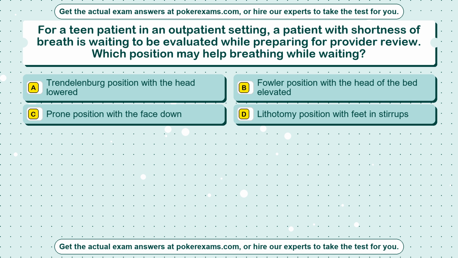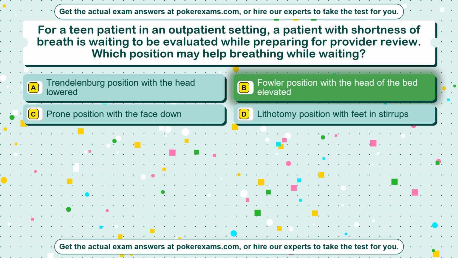Option A, Trendelenburg position with the head lowered. Option B, Fowler position with the head of the bed elevated. Option C, prone position with the face down. Option D, lithotomy position with feet in stirrups. The correct answer is option B, Fowler position with the head of the bed elevated.